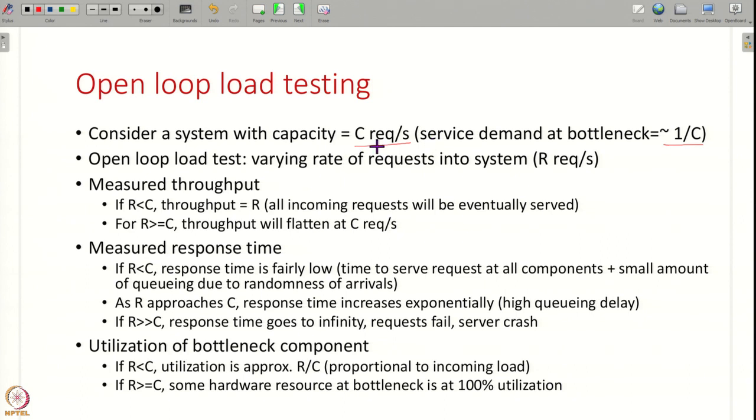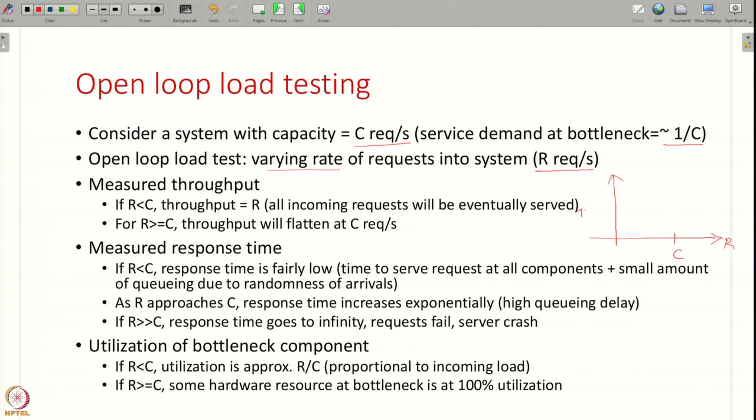Now, to this system with a capacity of C requests per second, you send a stream of requests at varying rates. Suppose the rate of requests into the system is R requests per second, say 10 requests per second, 20 requests per second, 100 requests per second and so on. So, this is your open loop load test. Now, what is the throughput? How will the throughput look like? Queuing theory tells us the following, not just queuing theory, even common sense will tell you this. This is the value of C, and this rate is varying from some small value, to C, beyond C and so on.